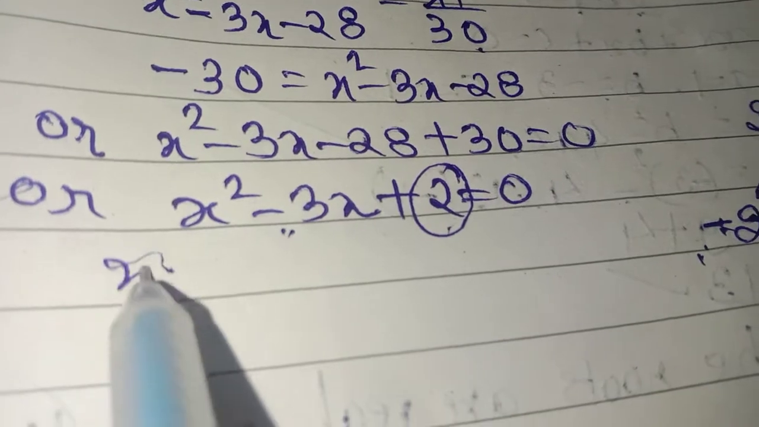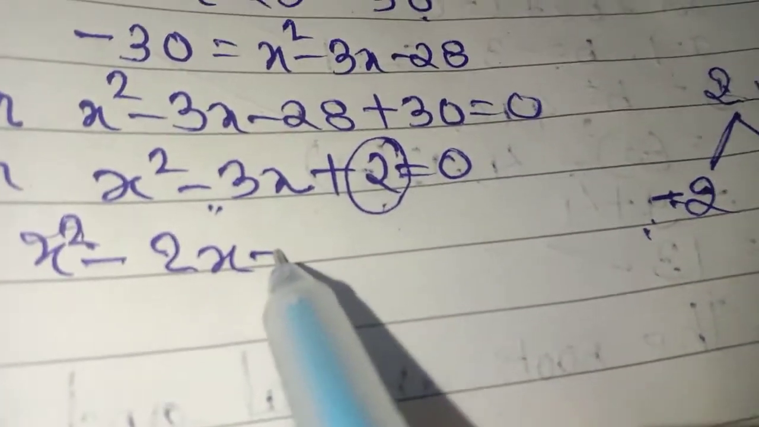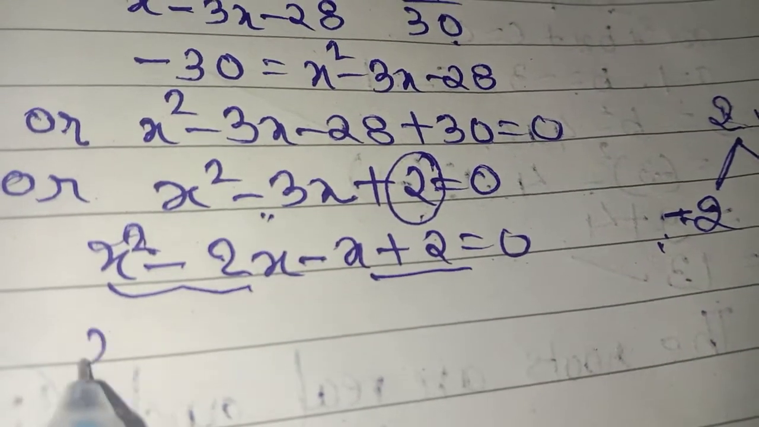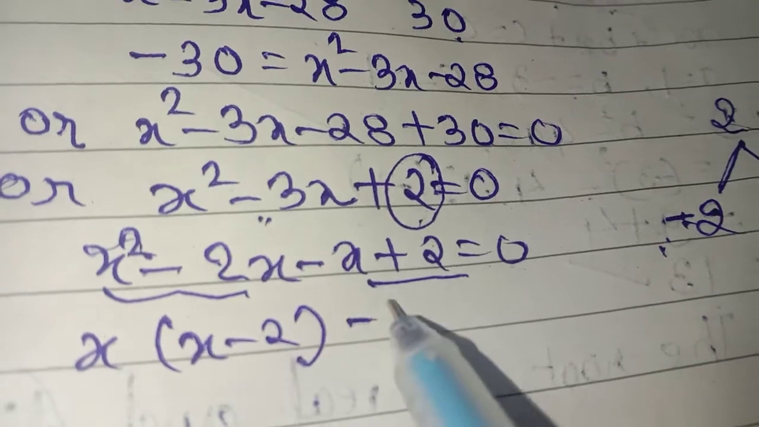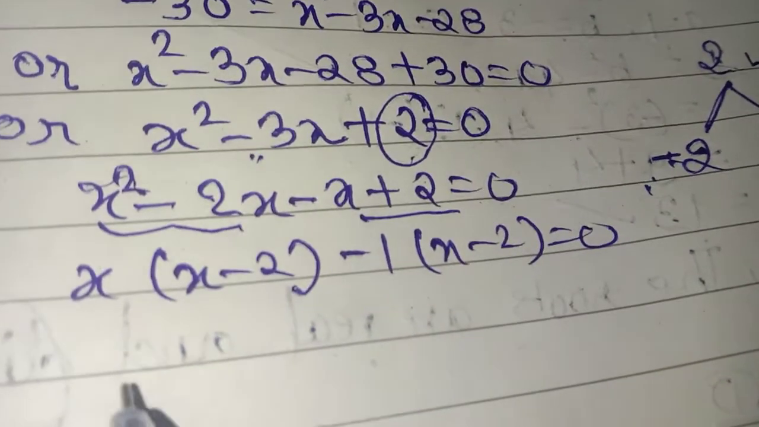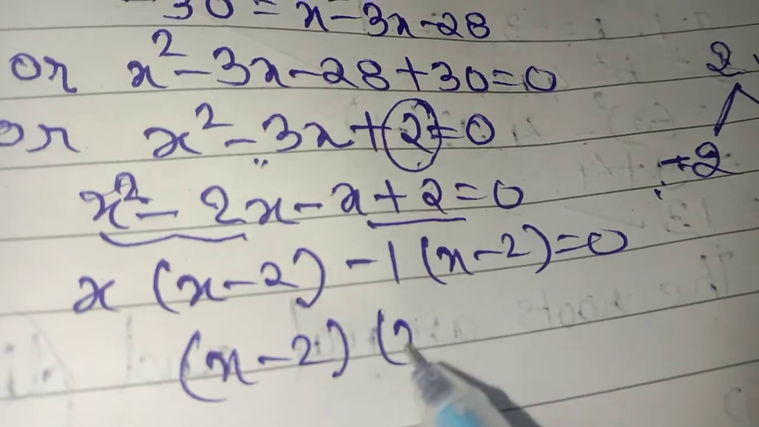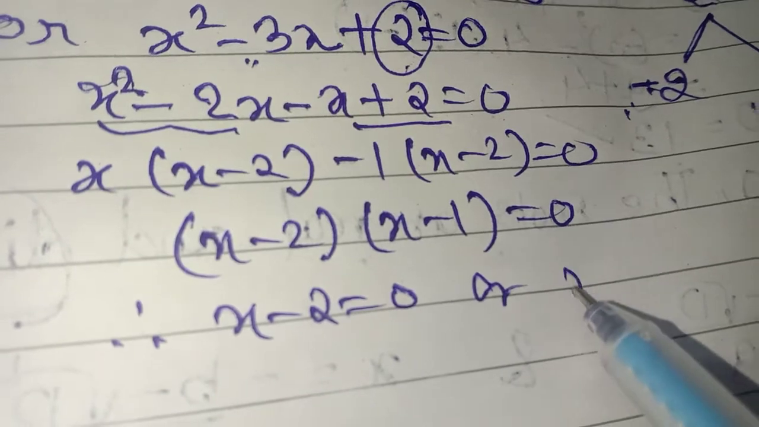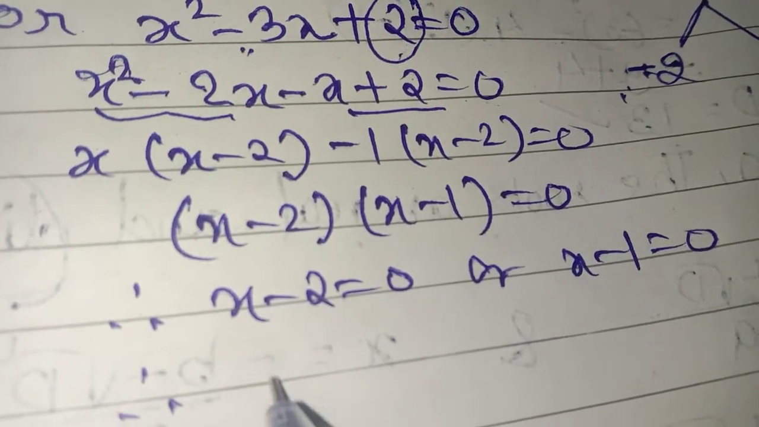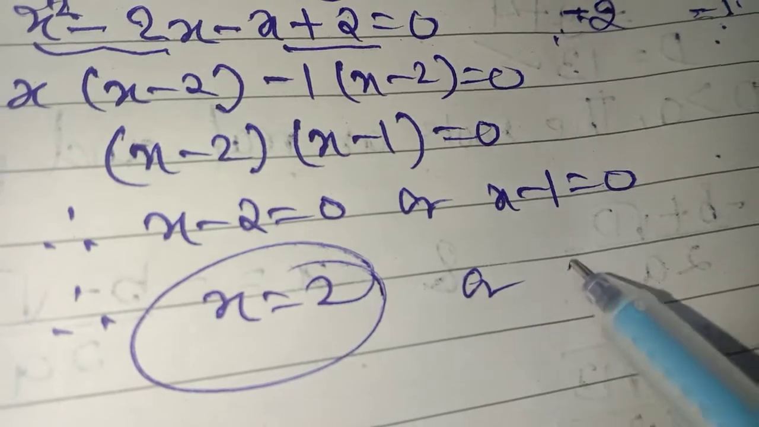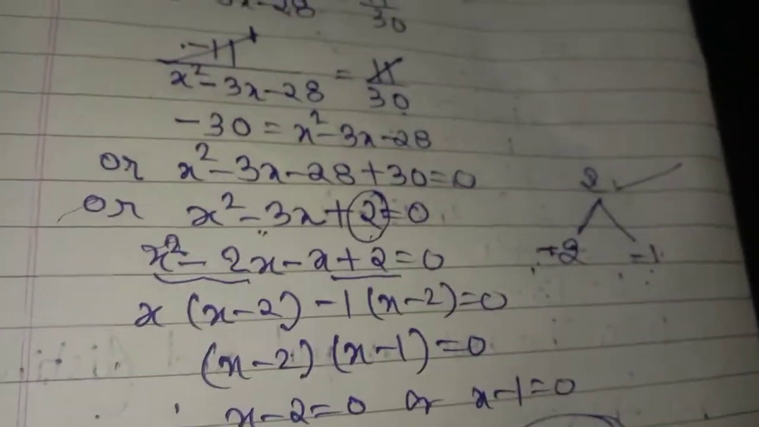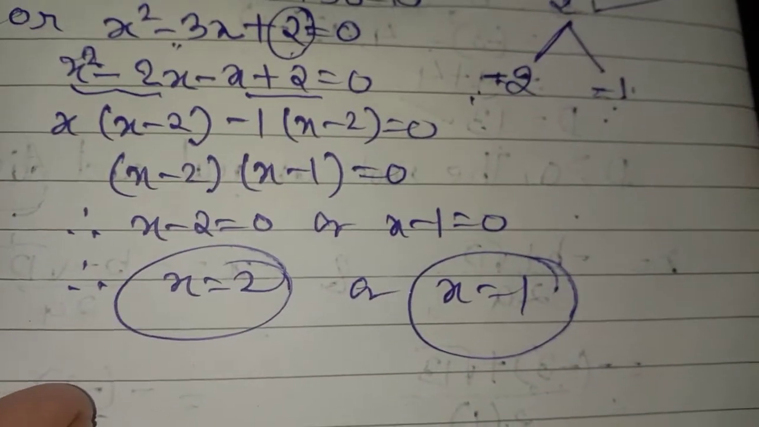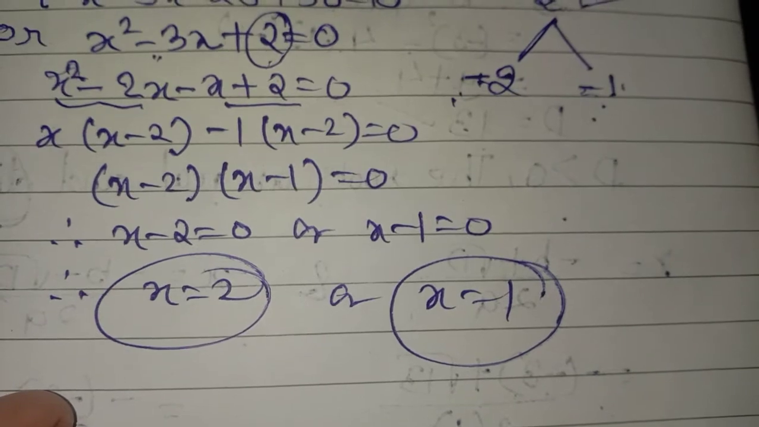So what we have to do is put the values. It is x square minus 2x minus x plus 2 is equal to 0. Now we take common x, and minus 1, it is x minus 2 is equal to 0. So it is x minus 2 into x minus 1 is equal to 0. Therefore x minus 2 is equal to 0 or x minus 1 is equal to 0. So we have x is equal to 2 or x is equal to 1. So this is the calculation. You see it very properly. I am holding the camera, so confirm your answer.